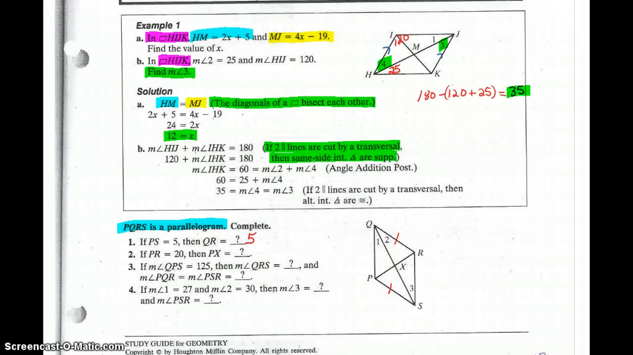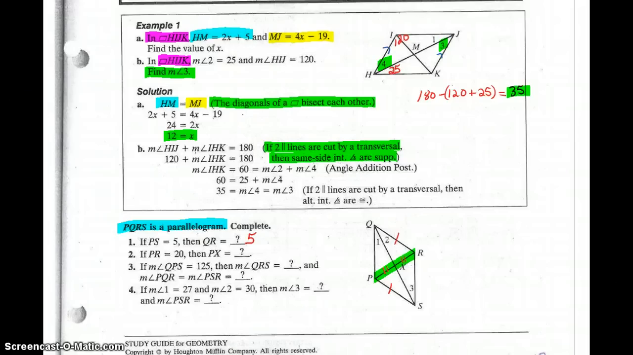Number 2, it says if PR is equal to 20, then PX must be equal to what? If we look at PR, we see that it's a diagonal. And one of our properties of parallelograms states that the diagonals of a parallelogram bisect each other. So that means that PX and XR are congruent to each other.